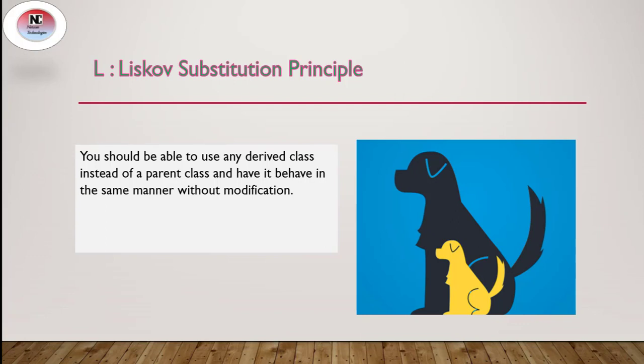For example, a father is a cricketer whereas his son wants to be a singer. So here the son cannot replace his father, even though they belong to the same family hierarchy.